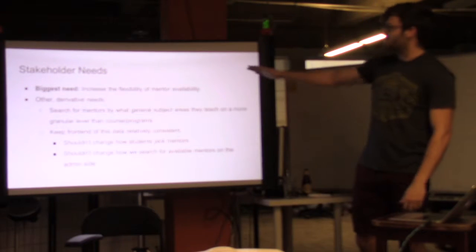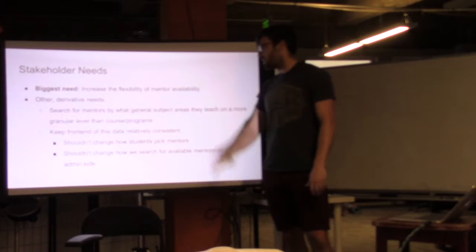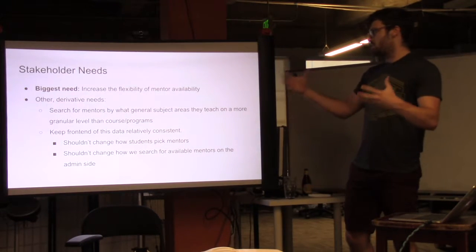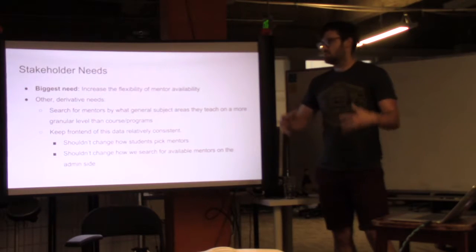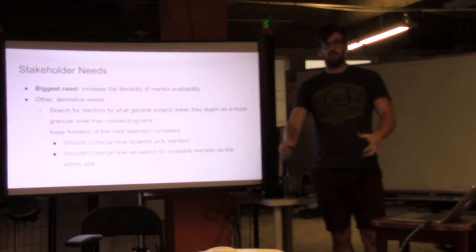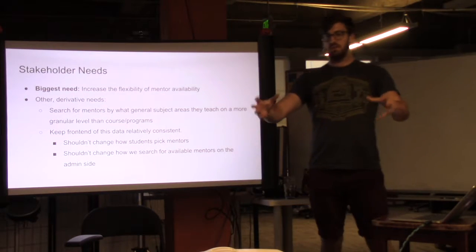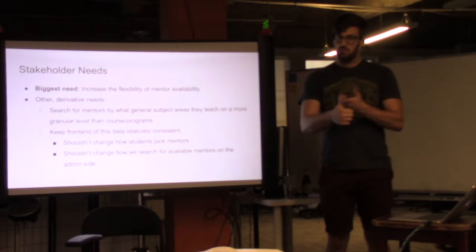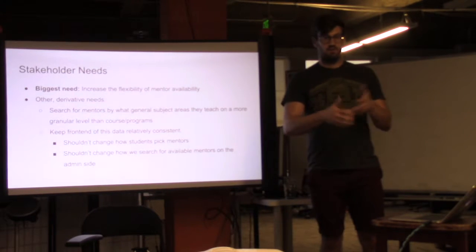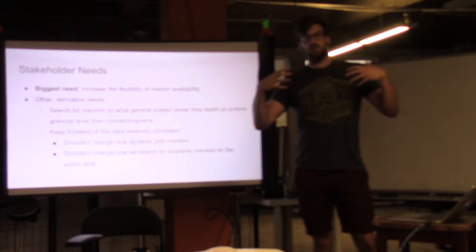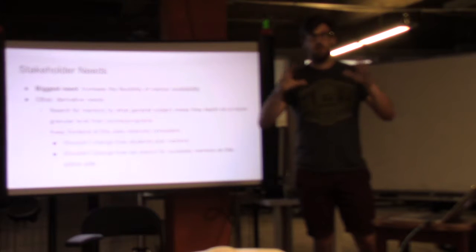But anyway, back to stakeholder needs. The biggest need is that we wanted to increase the flexibility of mentor availability. Other derivative needs of that were that we want to search for mentors by what they teach rather than what the course prescribes of them. We want to keep the experience of looking for mentors, both for students and for admins, relatively consistent. Don't have to learn a new system. Just see if we can swap out searching by module, this smaller, more atomic entity than courses or programs, and then keep the experience basically the same.